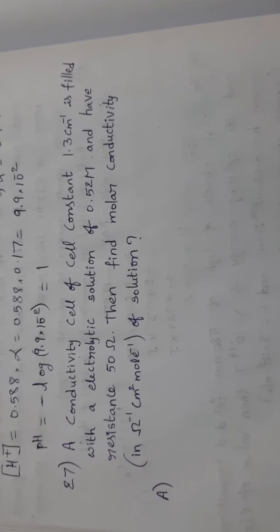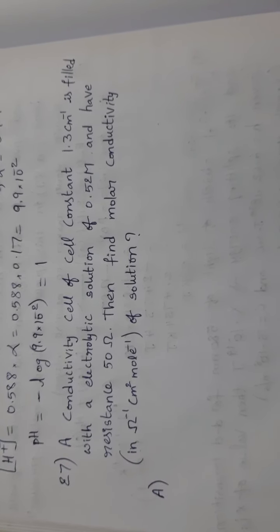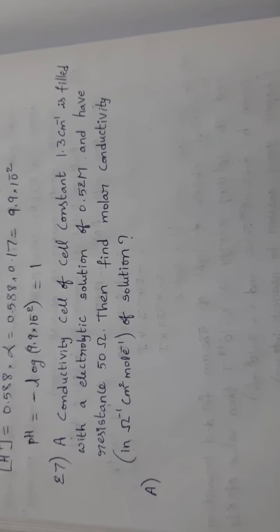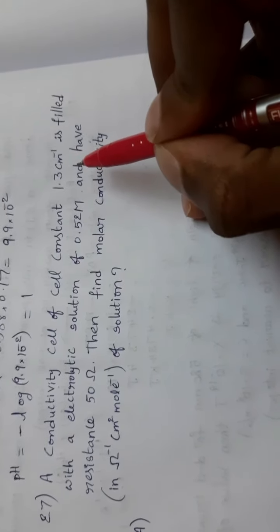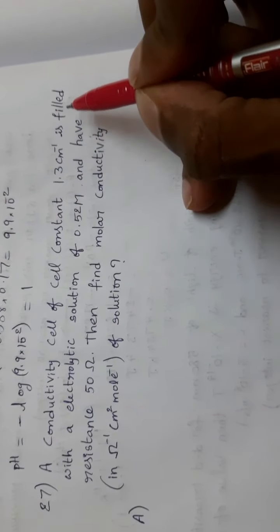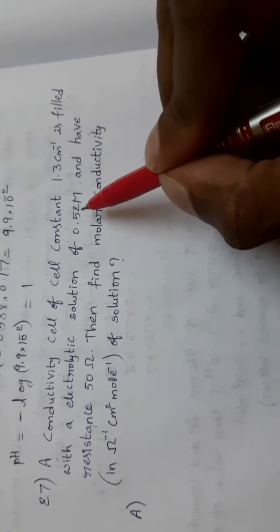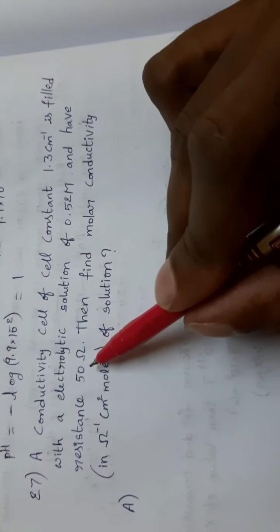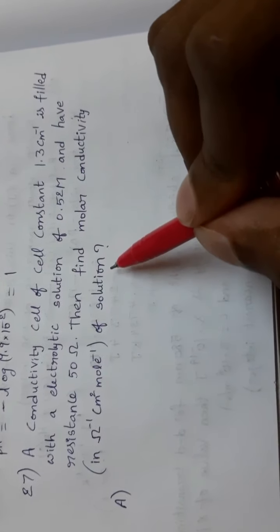In last class, we have completed questions related to IIT JEE Mains exam held on 16th March afternoon session. Now see the remaining questions. A conductivity cell of cell constant 1.3 centimeter inverse is filled with an electrolytic solution of 0.52 molar and has resistance 50 ohms. Then find molar conductivity of solution.